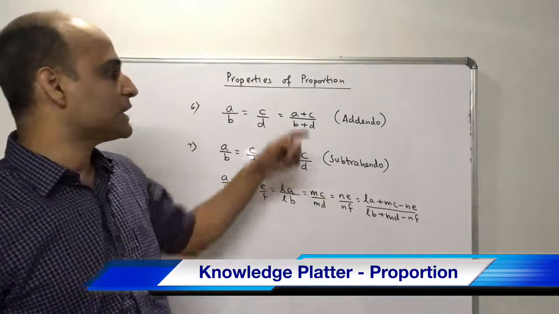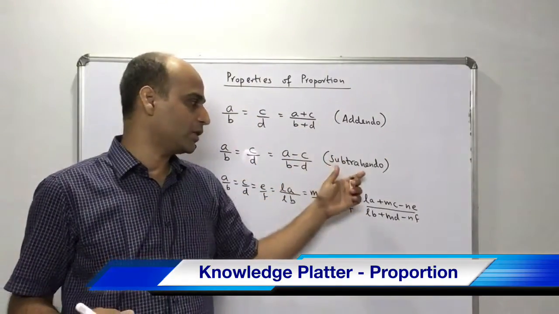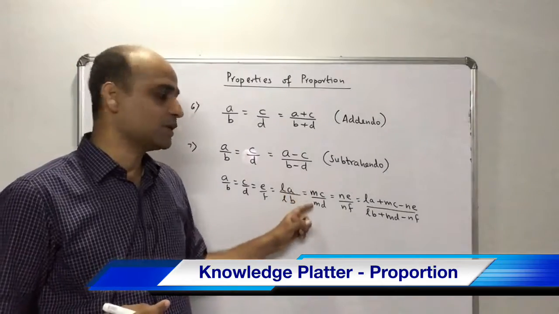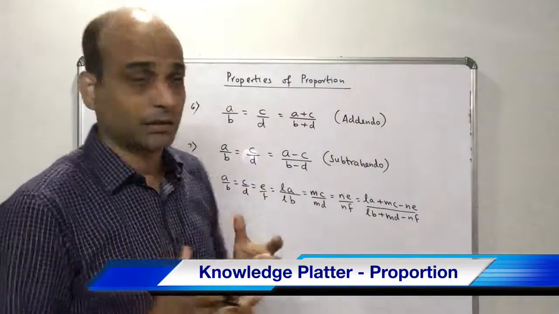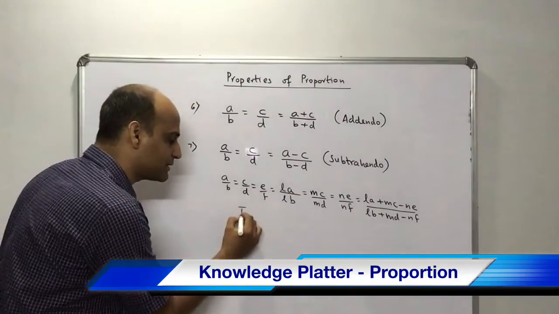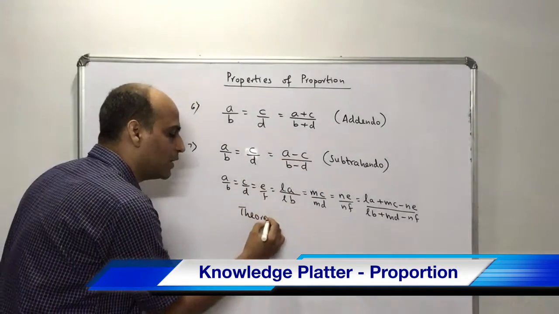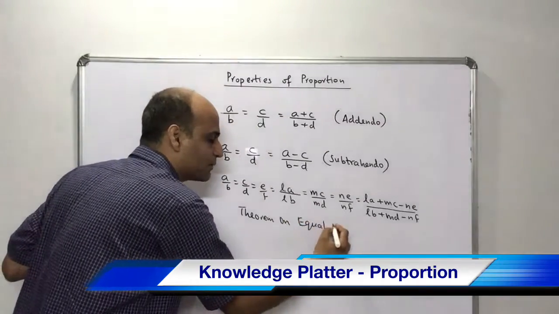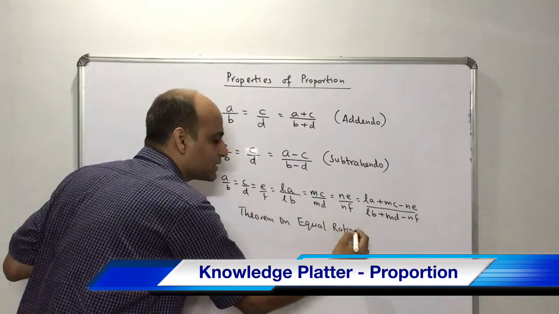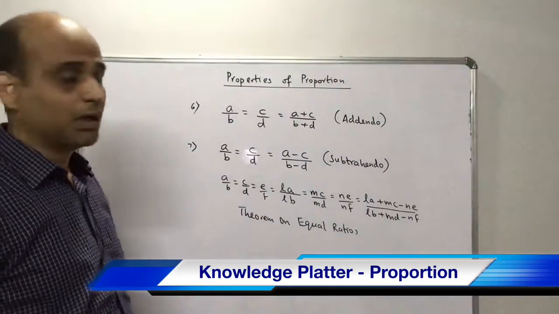Now here we have used addendo also, subtrahendo, multiplying by non-zero constants. So all these things have come together. So this we call it as the theorem on equal ratios. So please remember this. So this is called as theorem on equal ratios.